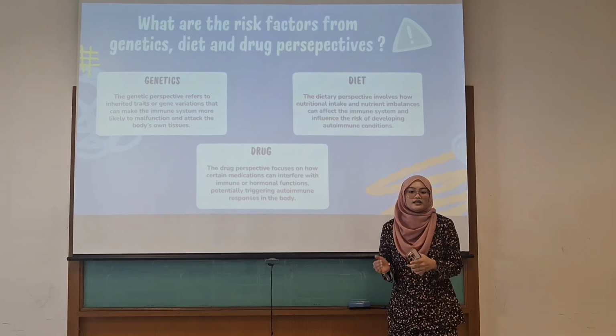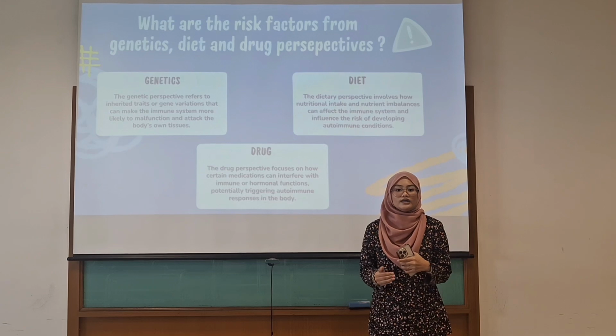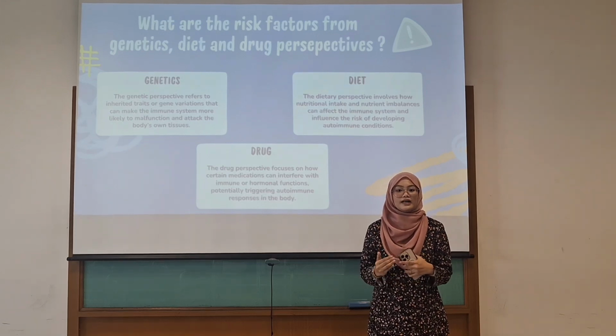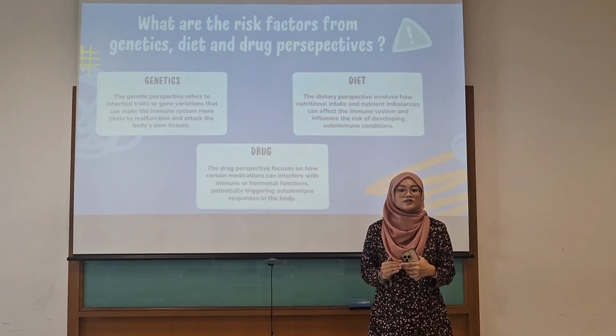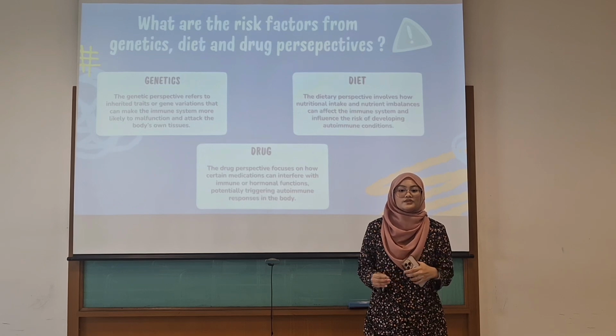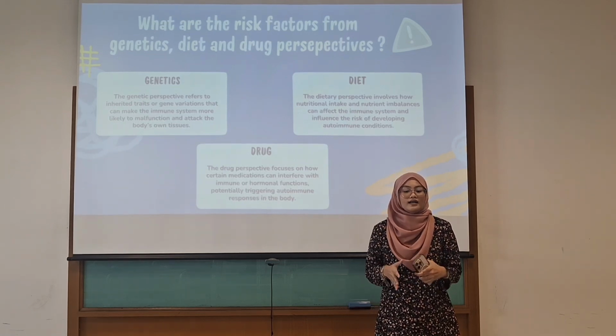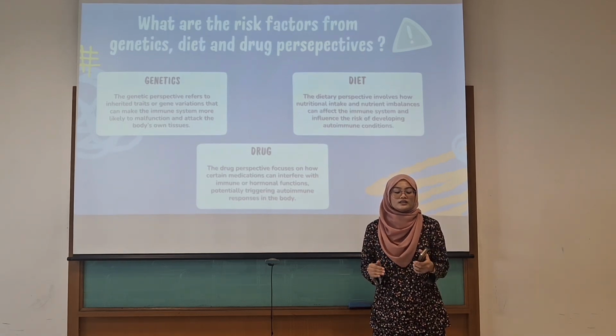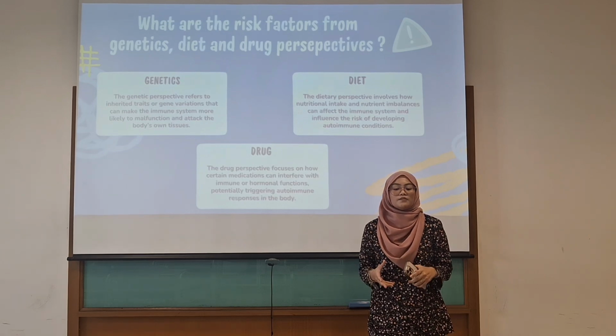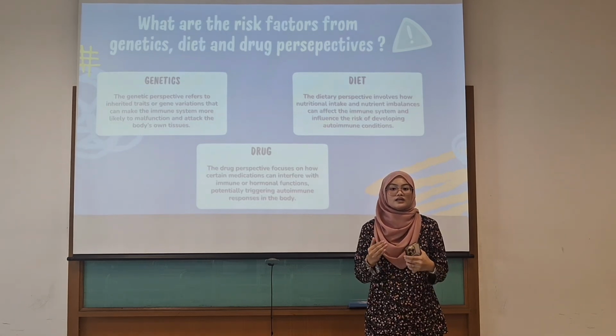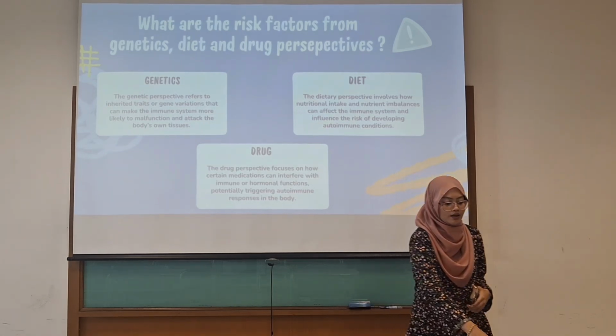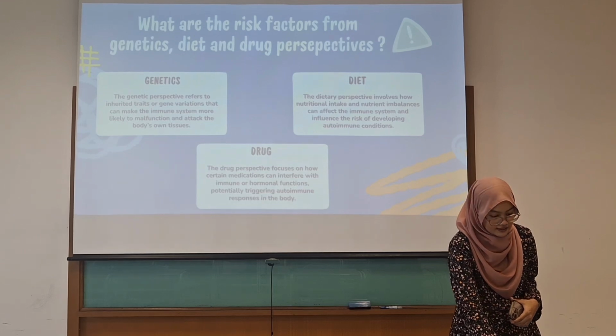Next is diet. The dietary perspective involves how nutritional intake and nutritional balance can influence the risk of autoimmune disease. And lastly is the drug, where it focuses on how certain medications can interfere with immune system regulation. Now let's dig deeper into genetics.